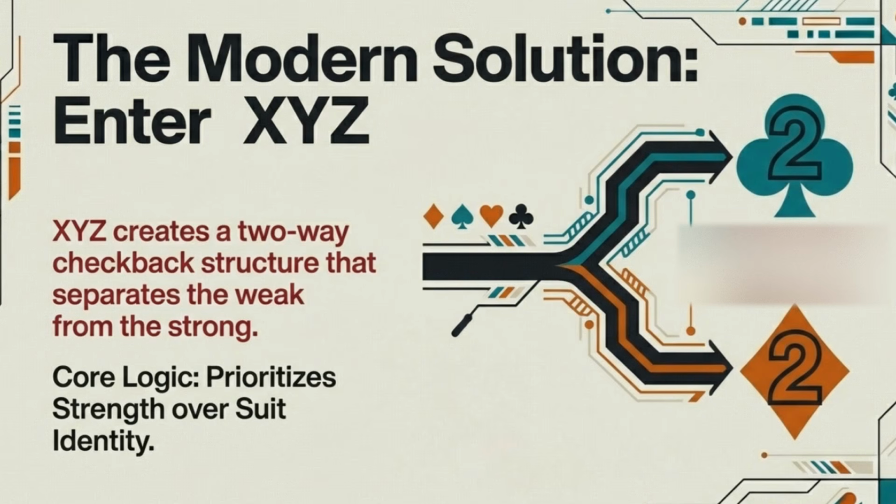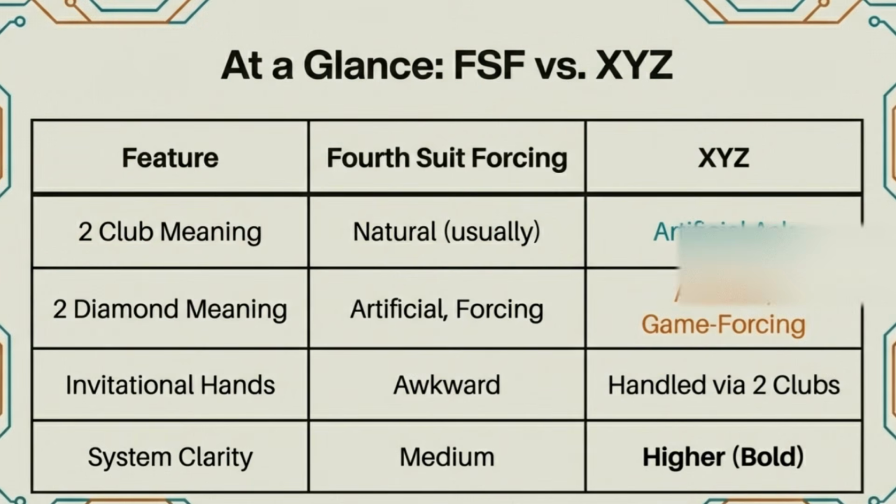Okay, so theory is one thing, but let's see how this actually plays out at the table. We're going to put these two systems head to head. All right, just look at this chart. Under FSF, if the unbid suit is diamonds, your only choice for an ask is 2 diamonds. And it's got that murky, mixed meaning. But now look over at XYZ. Whoa! Suddenly you've got clear options. 2 clubs is now your artificial just asking bid. 2 diamonds is now reserved only for the strong hands.